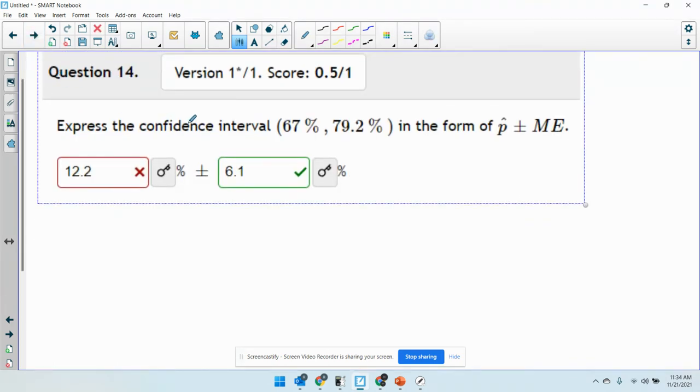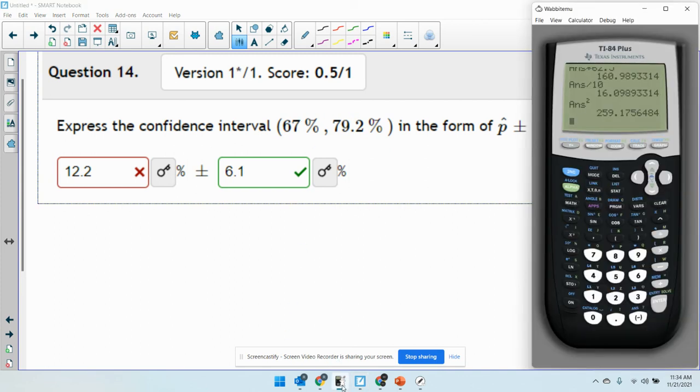All right. So it says express the confidence interval 67% to 79.2% in the form of something plus or minus. So we're taking some number and we're adding and subtracting 6.1 to it to get these two values. Basically, I'm looking for the exact midpoint of these two values. So I'm just going to take the average of those two values, 67 plus 79.2 divided by 2. It's 73.1. If I do 73.1 minus 6.1, I get the lower bound. 73.1 plus 6.1, I get the upper bound. So this is going to be 73.1.